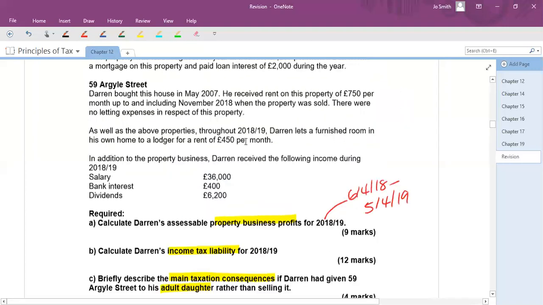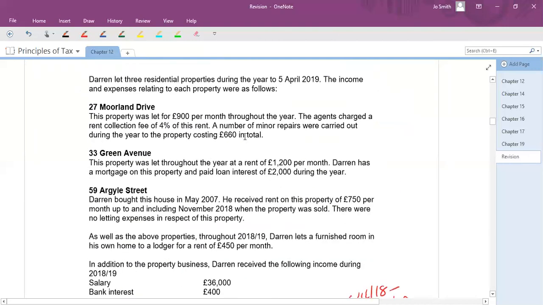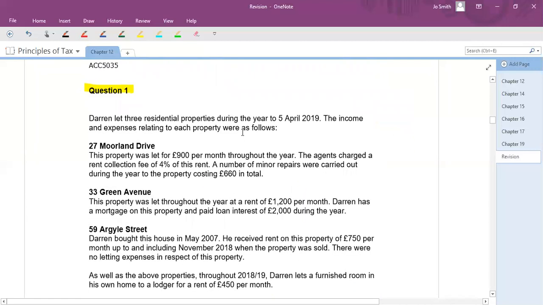So let's have a look at the property income first of all. So if we start at the top then, he lets out 3 different properties. So property number 1, it was let out at £900 a month throughout the year. So that's good because if it's throughout the year, all I've got to do is multiply it by 12 months, isn't it, to get the total income.